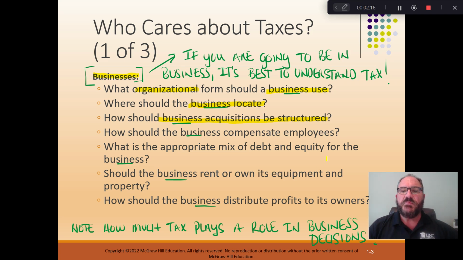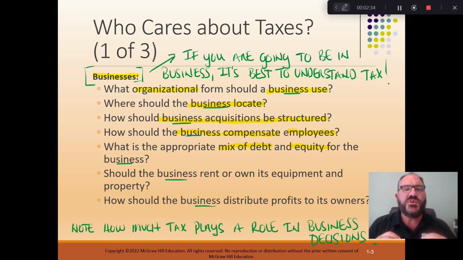How should businesses compensate employees? When it comes to stock and all that kind of thing, there's a number of different things that businesses have to take into account. It impacts their taxes. What's the appropriate mix of debt and equity?